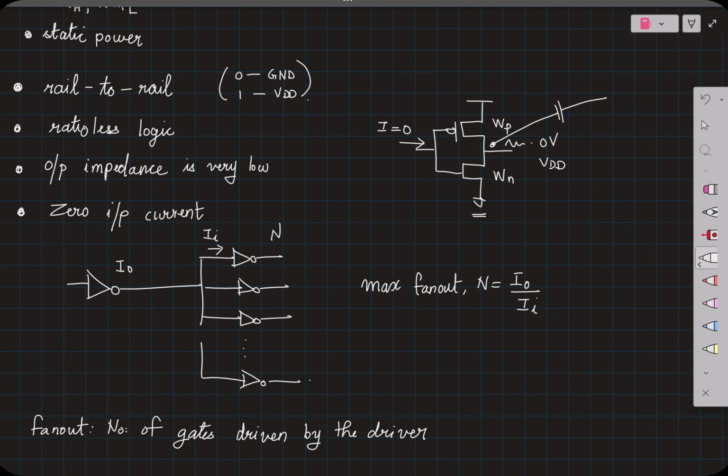Now, would this be the same if I used an inverter constructed using BJTs? No. There will be an upper limit on the number of inverters that it can drive. And finally, let us look at the static power consumption of this inverter.